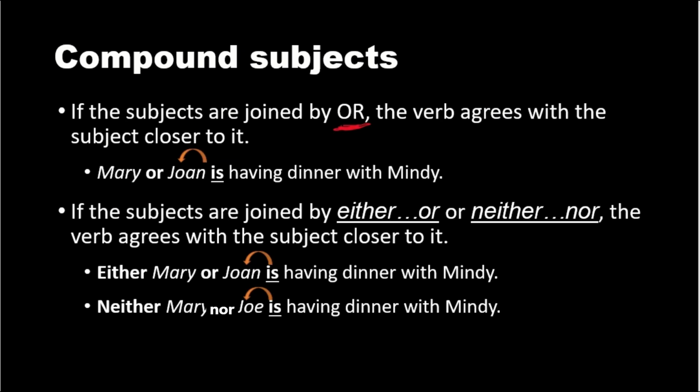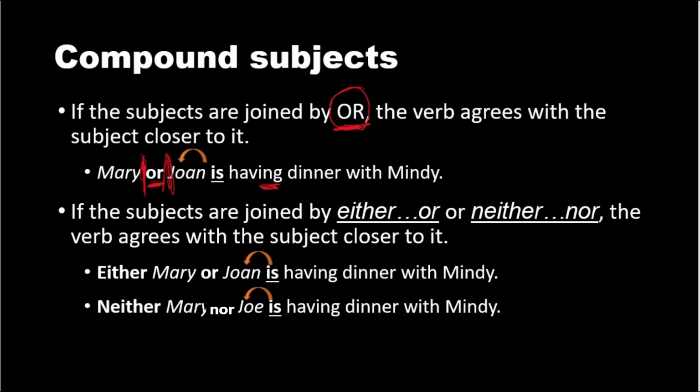When your compound subjects are joined by the coordinating conjunction or, the verb agrees with the subject closer to it. So for example, we have that same sentence, Mary or Joan is having dinner with Mindy. Because we're using this coordinating conjunction or, you're basically saying, hey, these folks, we're not bringing them together like and does. We're keeping them separate. And because they're separate, the verb that follows the one closest to it is going to be singular. That's why we see is instead of are. But as we can see with the verb that follows it, it too ends in an ing because it is part of that progressive family of tenses.